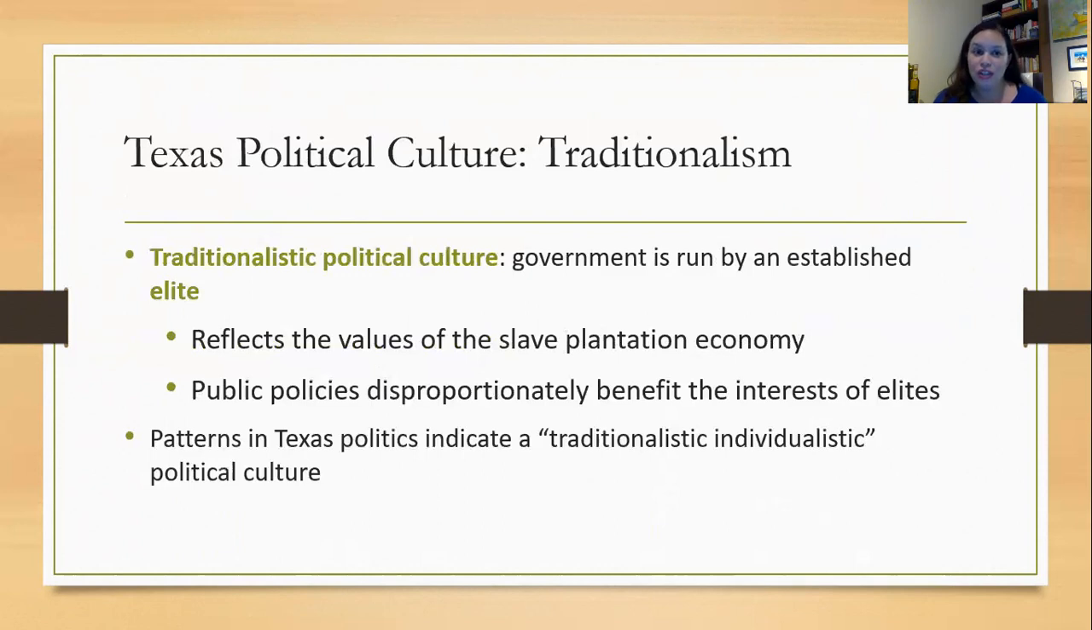The traditionalistic political culture is where government is run by an established elite, and it reflects the values of when slavery was big in Texas and a way of life. And this indicates that this is the way we've always managed our government, and therefore that's the way we're going to do it again. And there's no change in Texas political culture. So those are 3 different ways of understanding Texas politics. It's helpful for you to keep this in mind and think about which one you belong to.